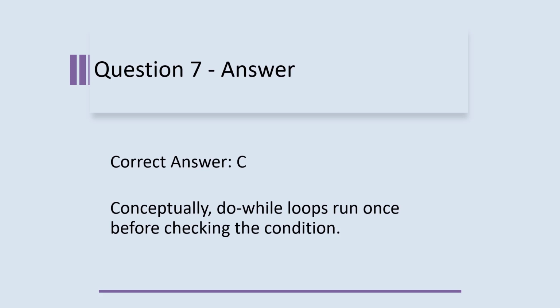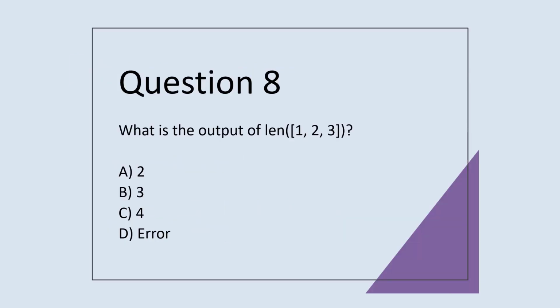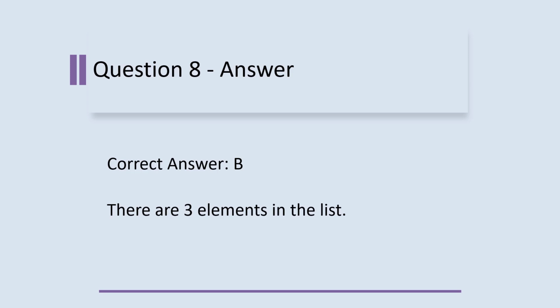Question 8. What is the output of len([1, 2, 3])? A: 2. B: 3. C: 4. D: error. Correct answer B. There are 3 elements in the list, so the length is 3.